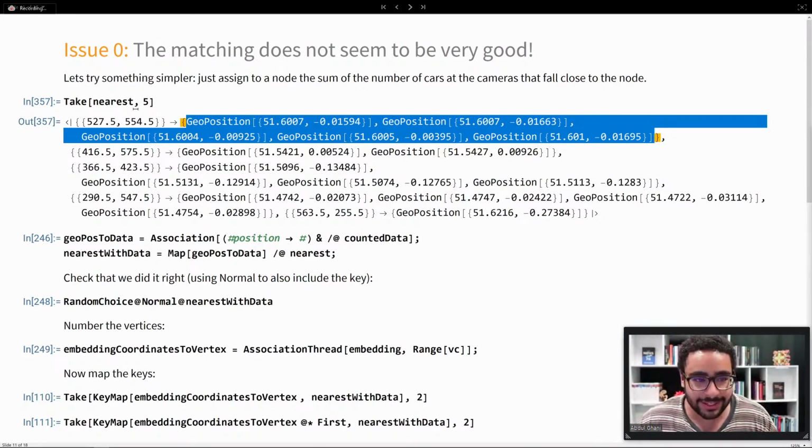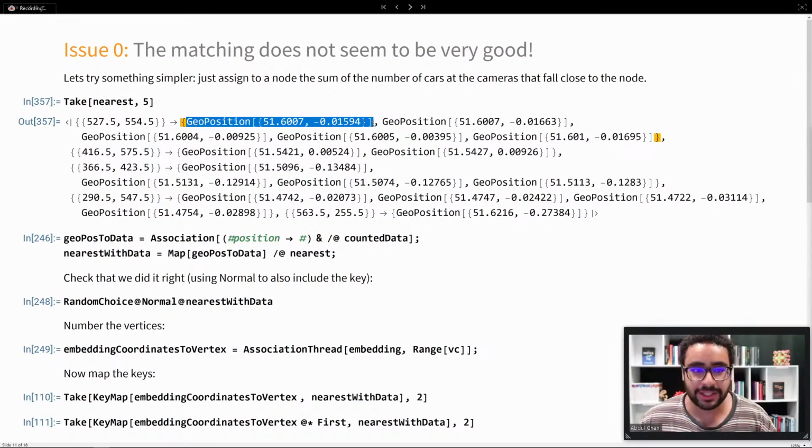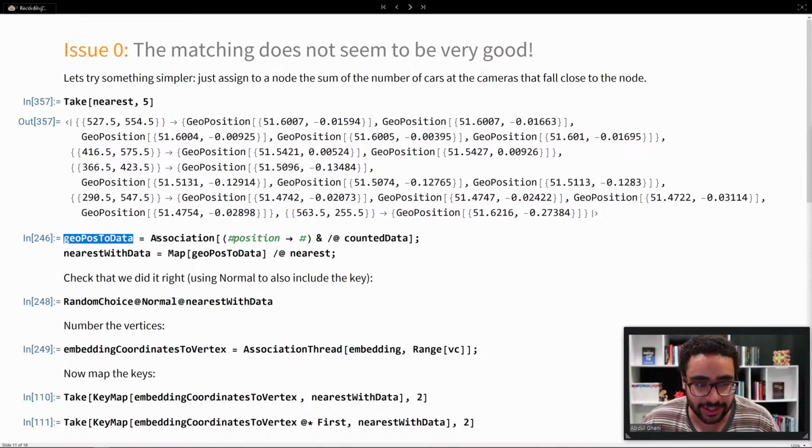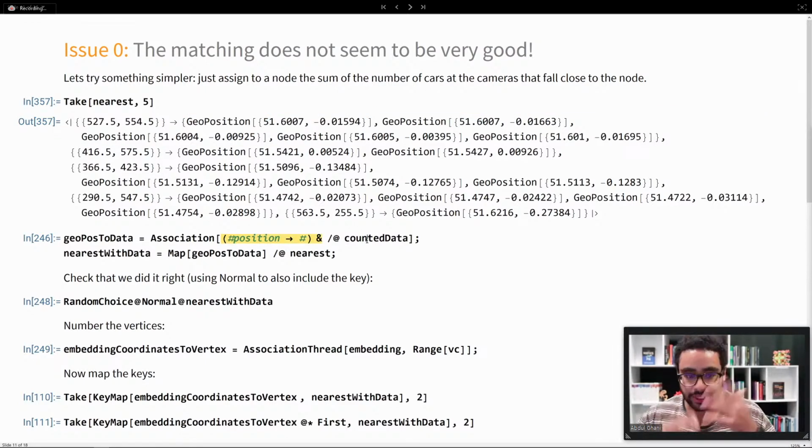So here's what we want to do. We want to go from the left-hand side, from the embedding of the vertices to the vertex itself. On the right-hand side, from these geopositions, we want to go back to the cameras that were located at those geopositions. So geopos to data is doing that second thing. Counter data is our original data set that we started off with, and we're going to create this association which points from these positions to the whole data set.